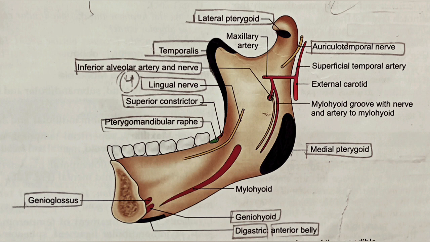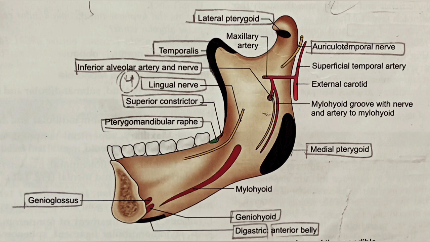The next muscle we will discuss is the genioglossus muscle. The genioglossus muscle originates from the upper genial tubercles. The lower genial tubercle gives the origin to the geniohyoid muscle. So we have discussed both the muscles, the geniohyoid muscle and the genioglossus muscle.